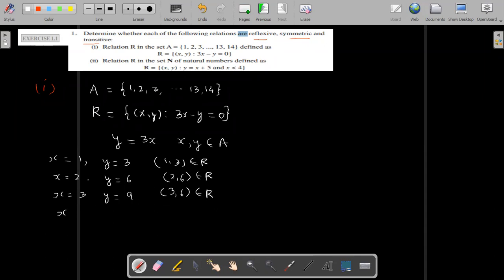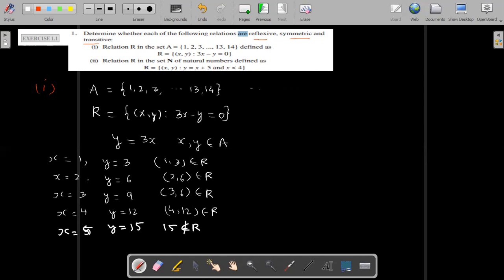Then x is equal to 4 and y will be equal to 4 times 3, which is 12. So (4, 12) will also belong to the given relation. But when you put x equal to 5, 5 times 3 is 15, and 15 will not belong. Sorry, x equal to 5, y will be equal to 5 times 3, which is 15, and 15 is not there in that A.